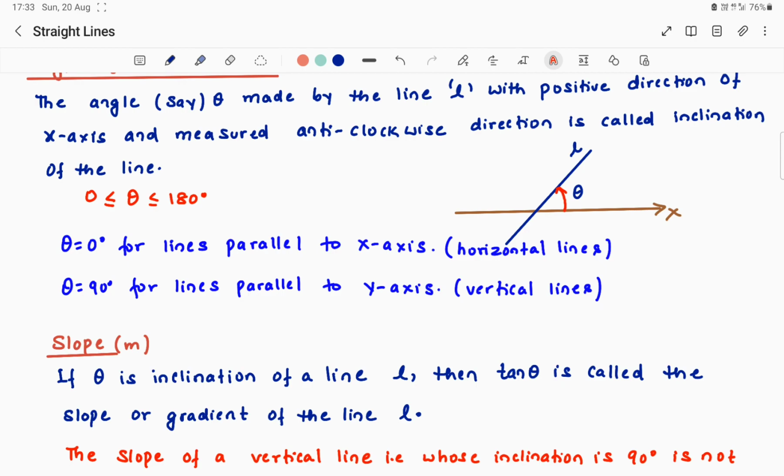Now what could be the range for theta? Imagine that the line is on the x-axis, or it is parallel to x-axis. How much angle is it making? It is making 0 degree, isn't it? And then you can keep rotating this line. You can draw something like this, it will make 90 degree. You can further draw something like this, and then you will see it is making an obtuse angle. It can keep on going like this, and it can become 180.